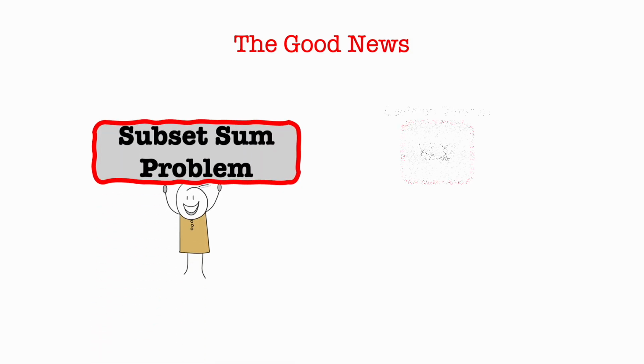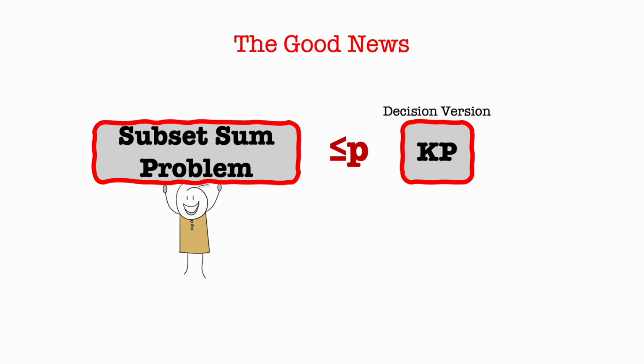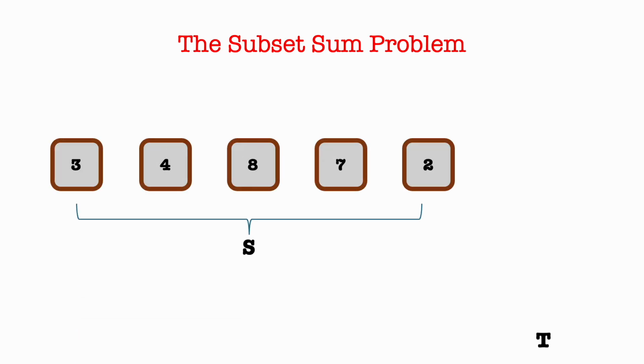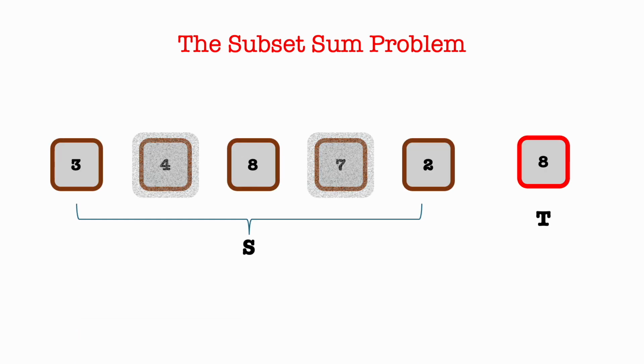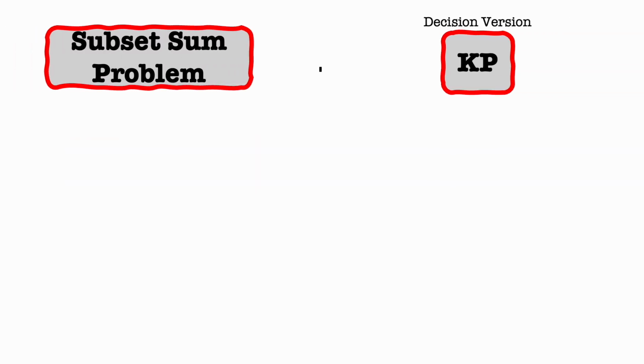The good news is that there is an already known NP-complete problem, the subset sum problem, that can be reduced to the decision version of the 0-1 knapsack problem in polynomial time. By demonstrating this reduction, we can conclude that the decision version of the 0-1 knapsack problem is NP-complete. Let's briefly discuss the subset sum problem. Given a finite set of integers S and a target sum t, the question is whether there exists a subset of S such that the sum of the integers in that subset equals t. Our goal is to take an instance of the subset sum problem and reduce it to an instance of the decision version of the 0-1 knapsack problem.